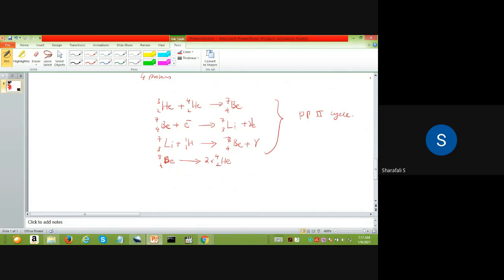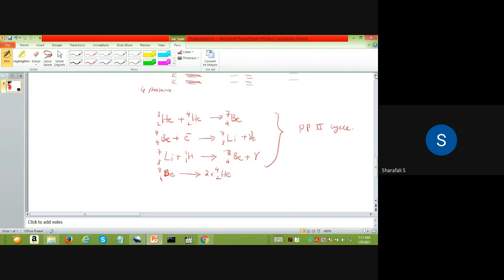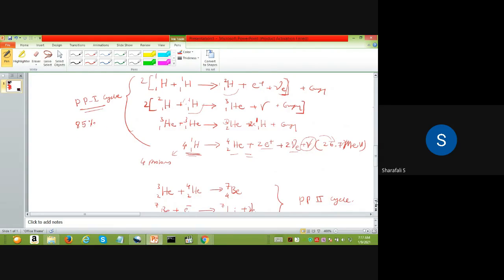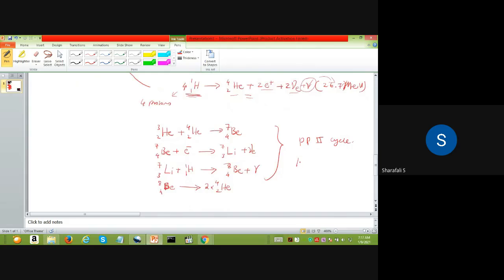And if you consider the percentage, almost 85% of the time the PP1 cycle will happen in the sun. And about 14.9% of the time this PP2 cycle will happen.